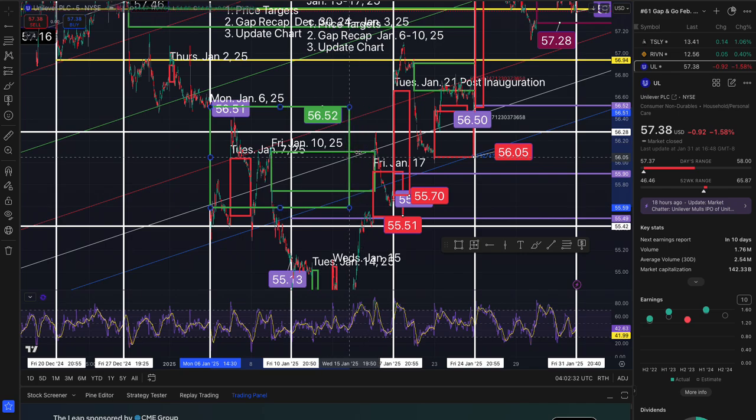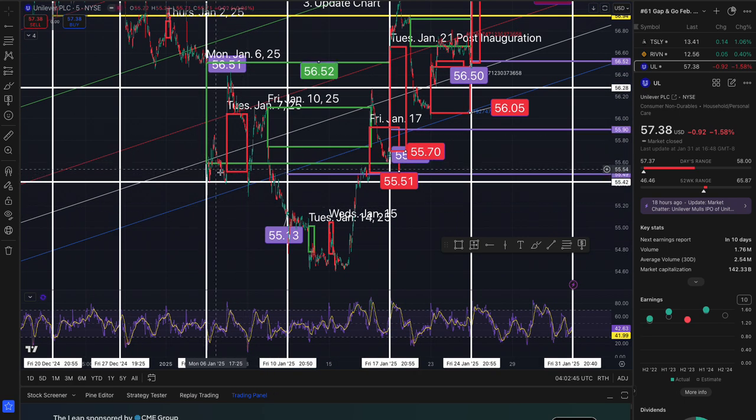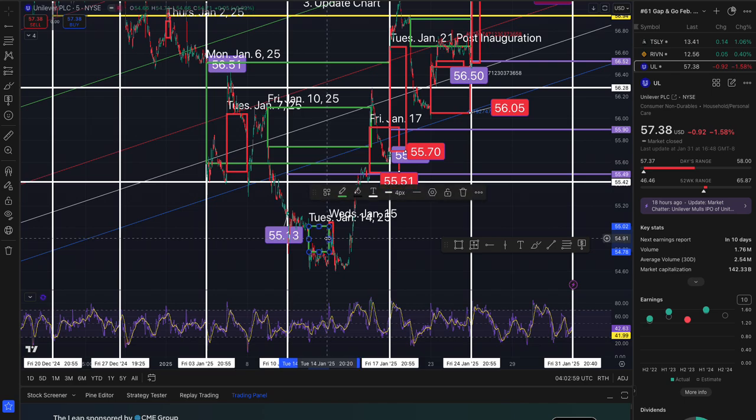See that? It touched out of the gate. We gapped down, so it filled to the upside on Tuesday the 21st. So here we gapped down. So basically, it filled when it did back up right there. So that's done. Took a while. And that one touched there, and this one touched also.